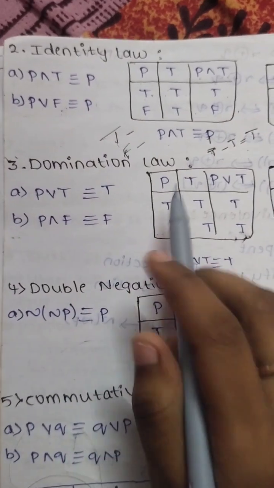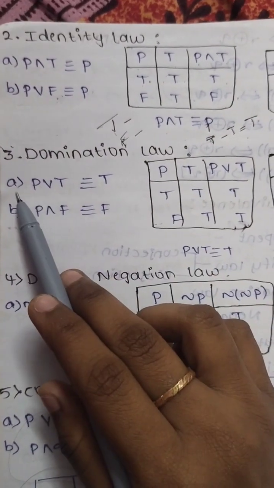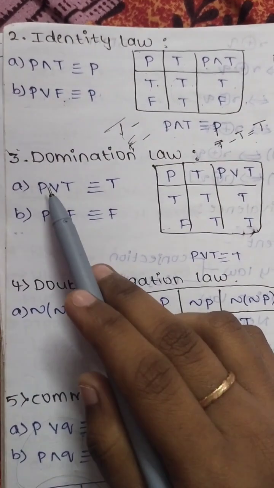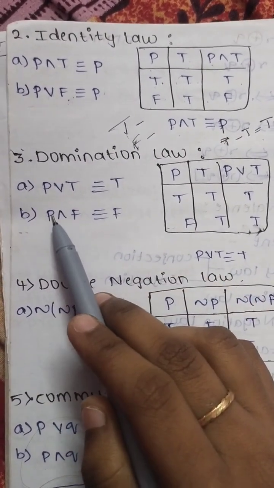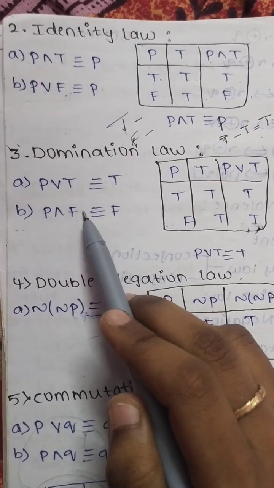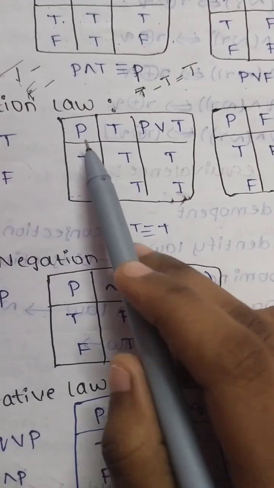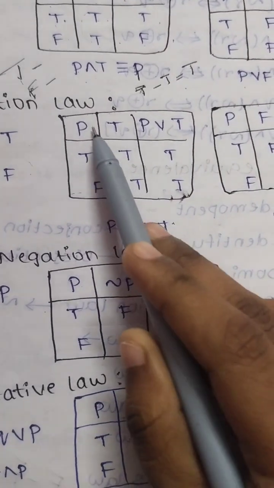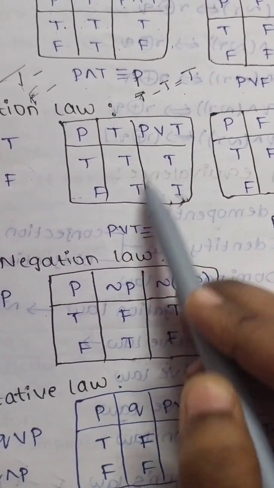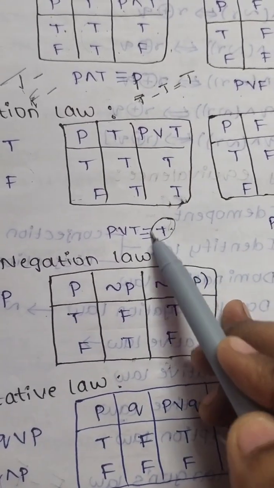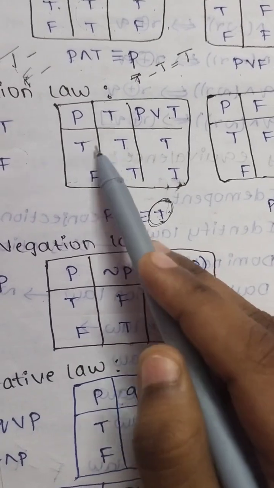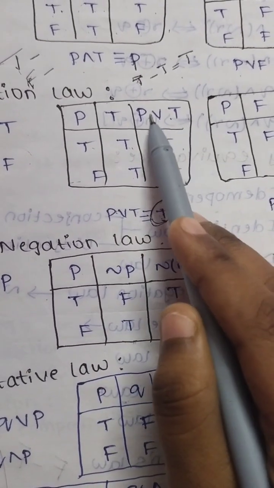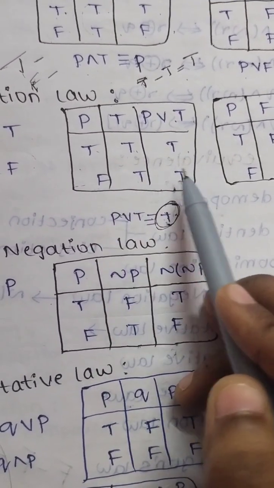Next, third law is domination law. Domination law is again two properties: P or T is equivalent to T, and P and F is equivalent to F. So first condition, P or T is equivalent to T, P true, false, T true. So it should be equivalent to the truth value. Okay, na? It should come true. So true, true is true in OR operation. True, true is true, false, true is also true.